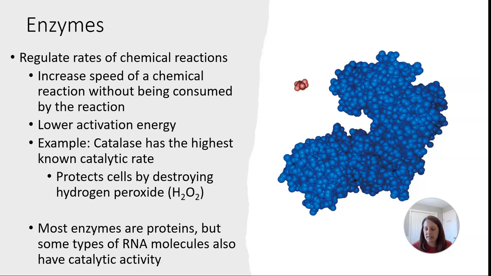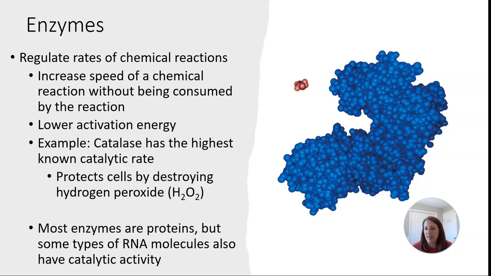So when we think of enzymes, their major role is going to be to regulate chemical reactions. We can also say that they're going to be responsible for speeding up the rate of chemical reactions. And they do this, number one, in a very specific way. Every enzyme has a specific thing that it binds to, which we call the substrate. And it also does this without being changed or consumed in the process. So enzymes can be used over and over again.